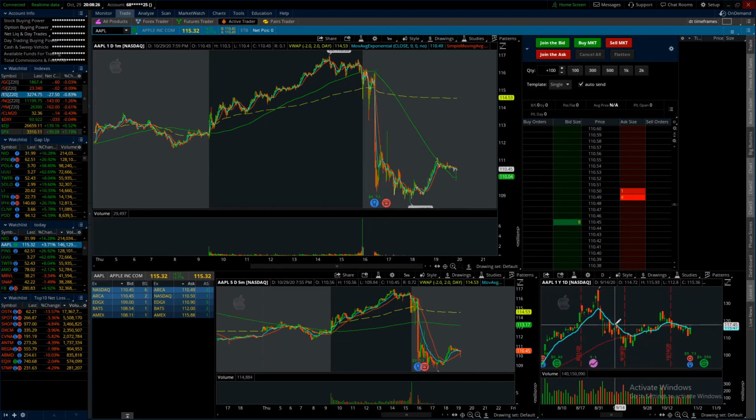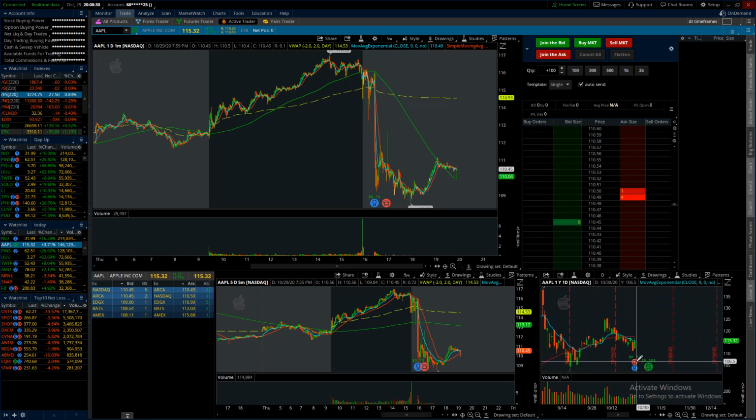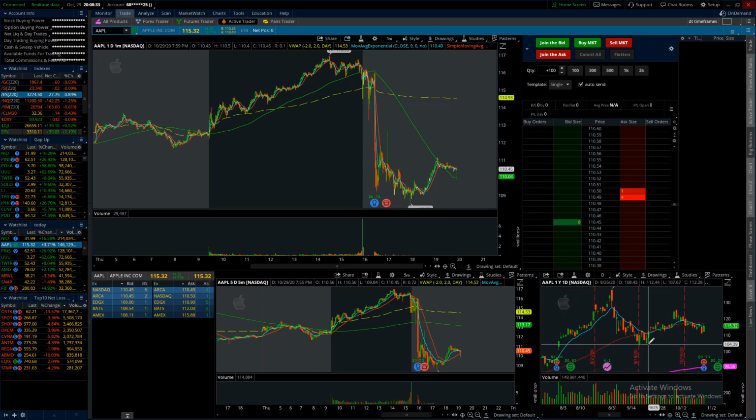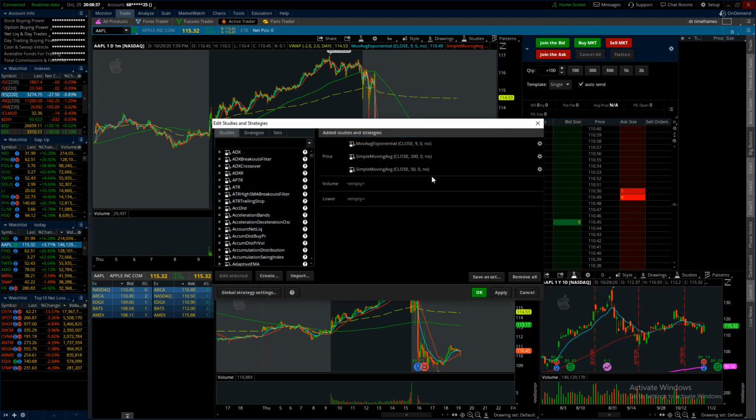And then the daily chart is really simple. You can have volume here or not. I like to have the volume. I'll start with the daily chart and show you what studies I have. Really simple. I have a 9, 200, and a 50 on the daily chart.